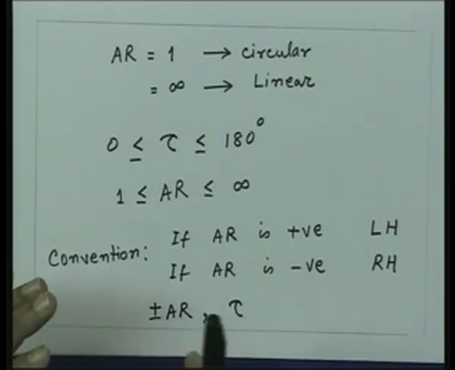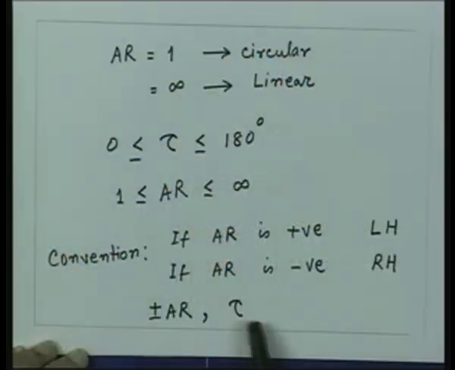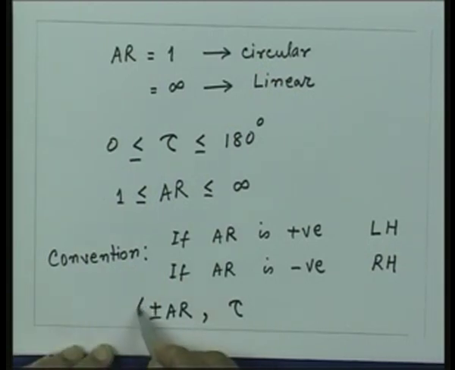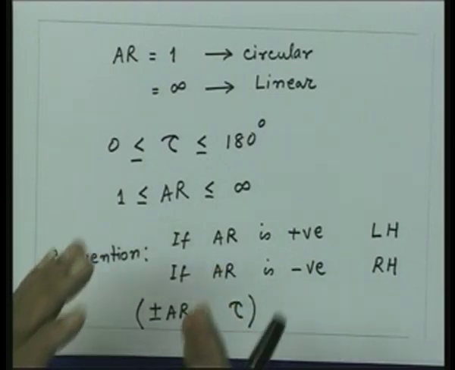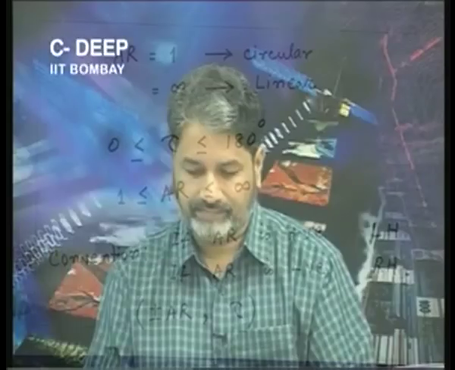So, now I can treat the state of polarization by a pair of these two quantities, AR, which is sine plus the tilt angle. So, I can now analytically treat a pair of these two numbers to define uniquely the state of polarization of a wave. We could have done the similar thing in terms of the electrical parameters also.